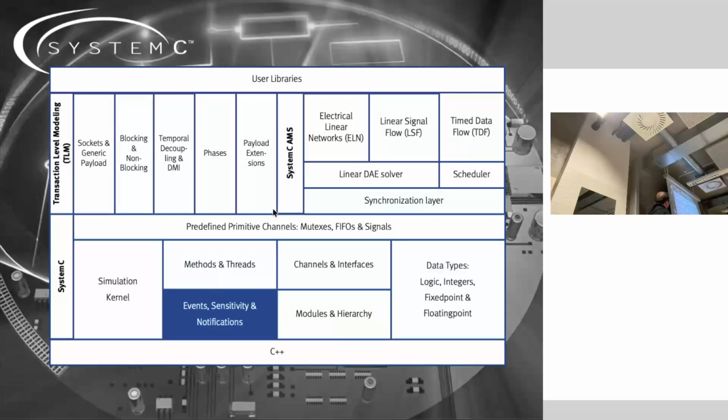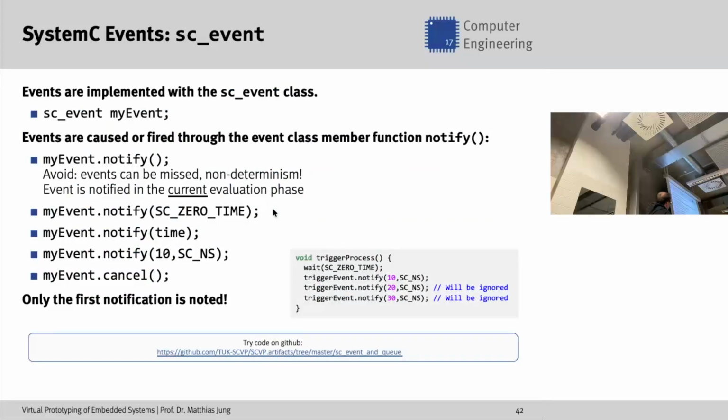Okay, so let's talk a little bit about events and sensitivity again. I think this is something that we have discussed already, so it's just a repetition. So there is this SC event class, and we used that already with notify, and I think we discussed that. The important thing is that only the first notification is actually noted. So if you trigger an event here, following triggers or notifications are ignored.